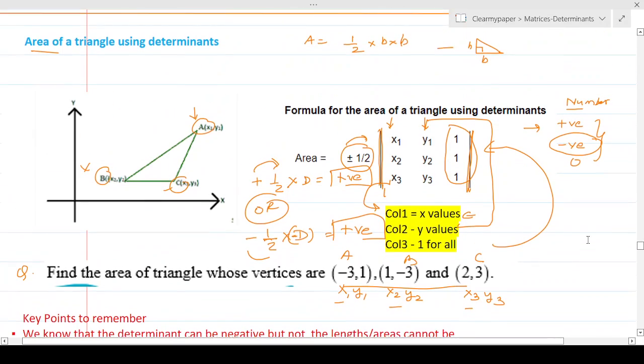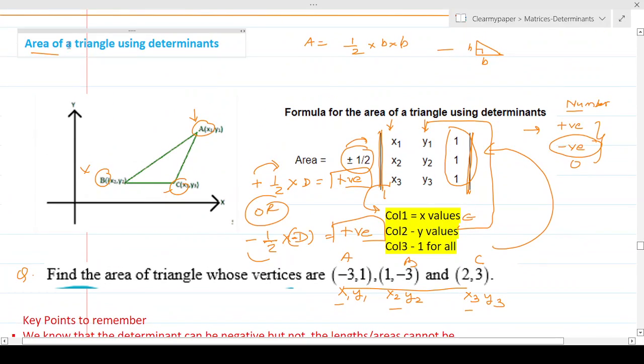A quick wrap up on this video. Area of a triangle using determinants is given by this formula, where you put everything in a determinant format. The first column is all the x values, the second is all the y values, the third is the number 1. You take the determinant and multiply it by either plus half or minus half, whatever works, to make sure the overall answer is positive. And whatever answer you get, that many square units is the area of your triangle.